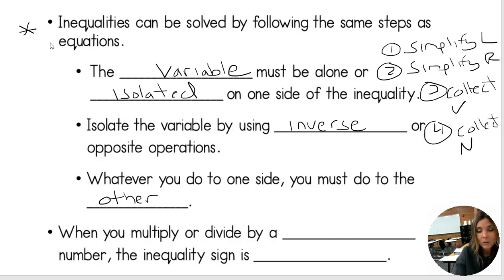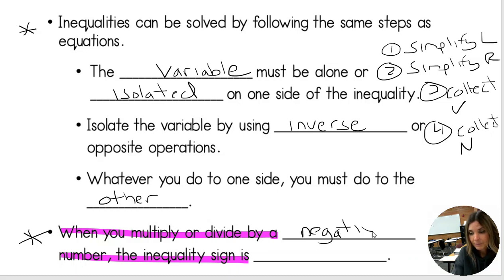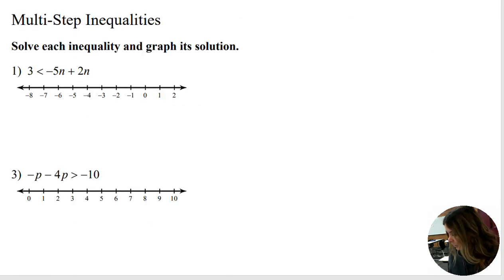Here is the only one rule that's different, okay? So you have to remember this. When you multiply or divide by a negative number, the inequality sign is flipped. Now this happens on the very last step, okay? So on step number 5, if you multiply or divide by a negative number, you have to flip the inequality symbol.